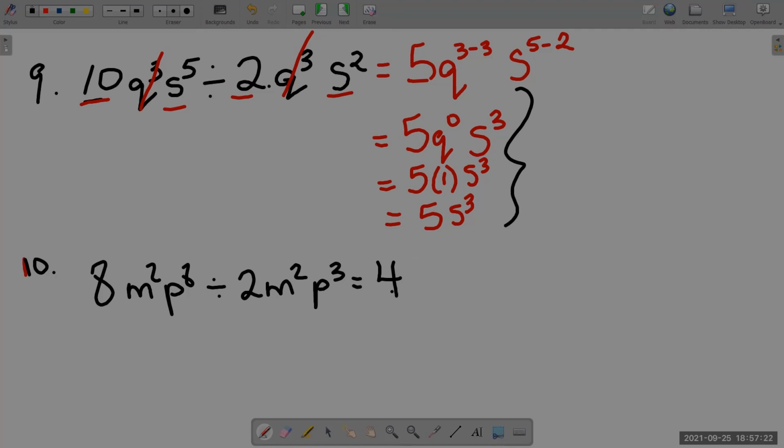The truth is, we already learned that the short way of doing this would just give me the answer. So check it again. Because we're dividing, m squared and m squared are going to cancel out. So the m's are gone. We're only going to end up with p^(8-3). So our answer is 4p to the 5th power.